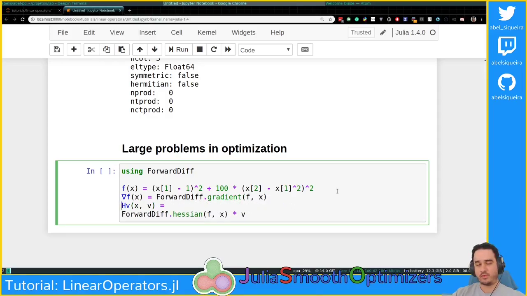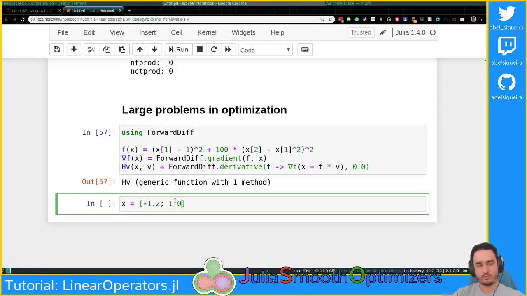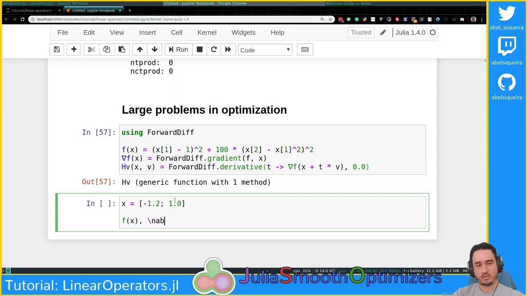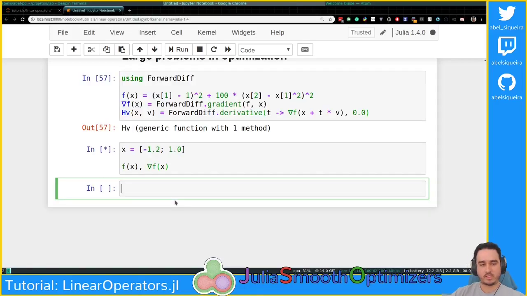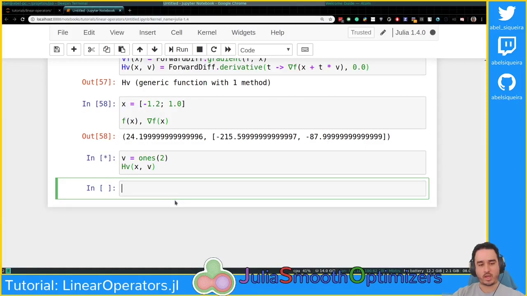This is still not the most efficient way to define this, by the way. So there are other ways. It could be defined as the derivative of t going to the nabla of f of x plus t times v. So f of x, nabla of f of x, and I'm going to use ones and compute Hv(x).